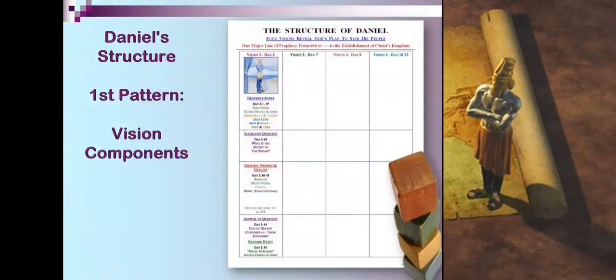So this is the structural chart that Charlene had mentioned to Christine about Daniel chapter 2. And this is the vision components. Here, as mentioned earlier, it starts with a heavenly scene. In Daniel chapter 2, that was in verses 1 and 19, and his dream was of a statue with a gold head, silver breast and arms, a brass belly and thigh, and iron legs, and iron and clay feet and toes. That was the heavenly scene that he saw.